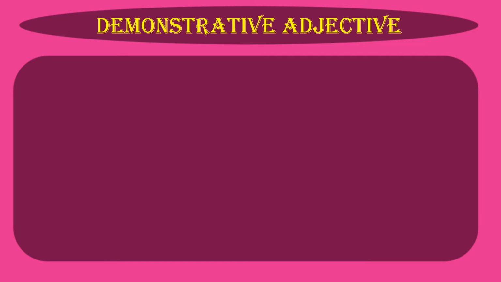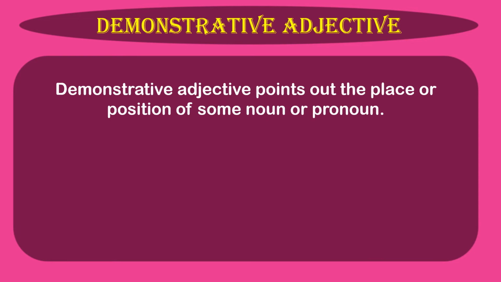Next is demonstrative adjective. Demonstrative, as the word suggests, means the demonstration of something. Demonstrative pronouns we have also done. Demonstrative pronouns were this, that, these, those, the position of something. It is the same with adjectives. A demonstrative adjective points out the place or position of some noun or pronoun. But you have to keep in mind that adjectives always add some meaning to the noun, and pronouns are used in place of the noun.